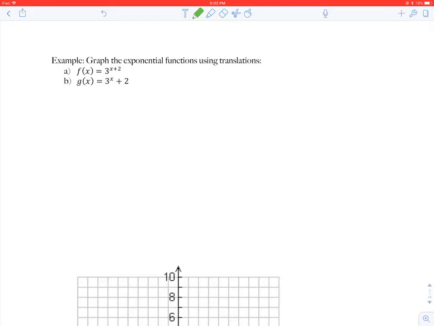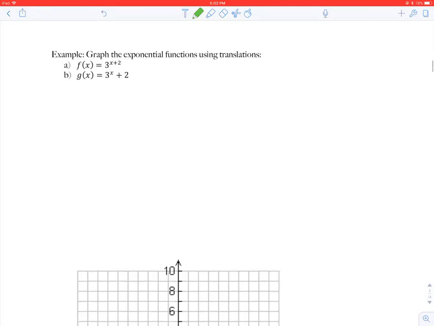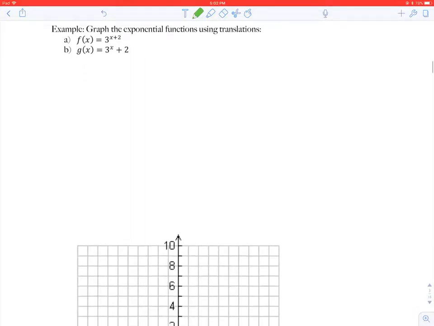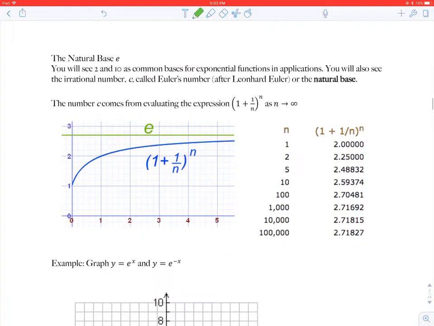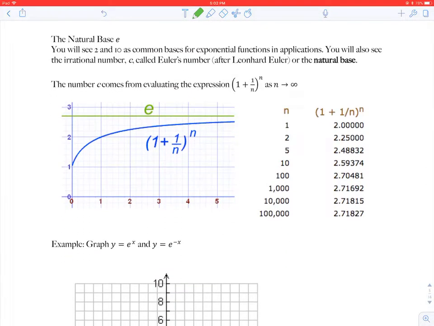I'm going to skip these. The main point is that exponential functions can be graphed using translations and transformations, just like other types of functions you've studied before. But let's look at the natural base e. So we'll see 2 and 10 as common bases for exponential functions and applications.